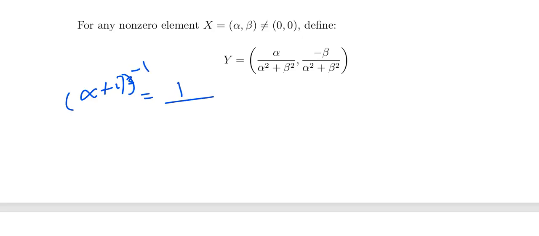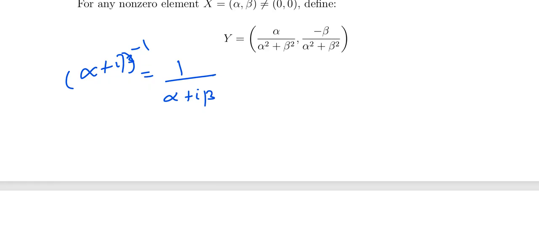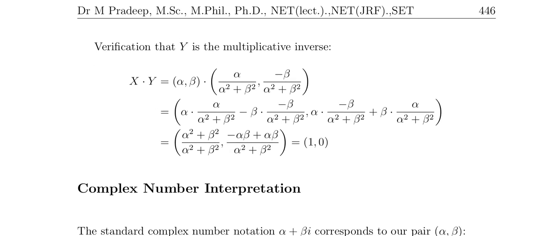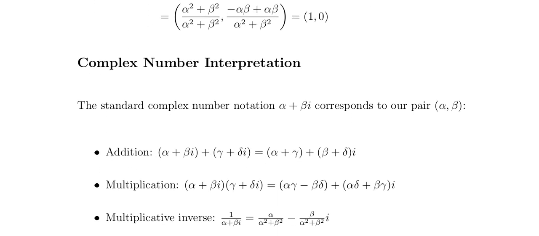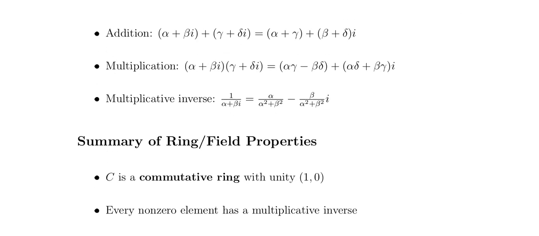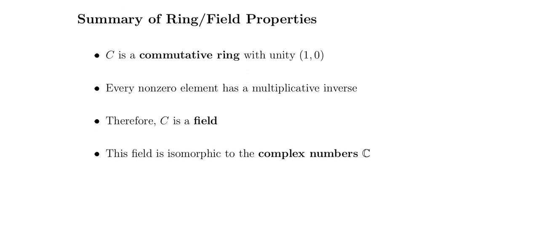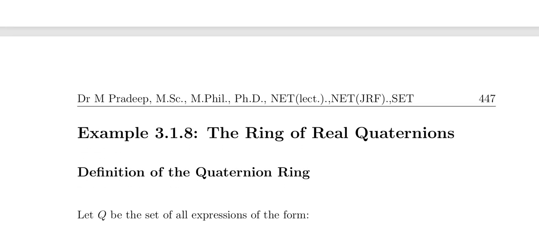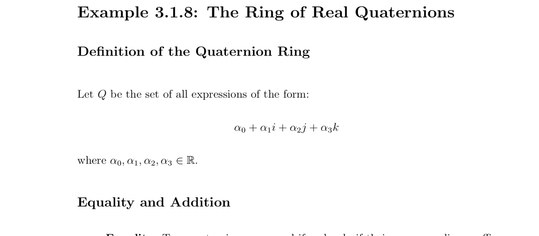This is equal to 1 by alpha plus i beta. Okay. So take the conjugate and simplify, and this is called the inverse. Okay. So the set of complex numbers, this is the interpretation, is a field. Field example: the field is isomorphic to the complex numbers. And a ring of real quaternions is also another example.